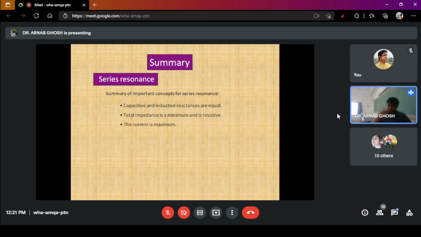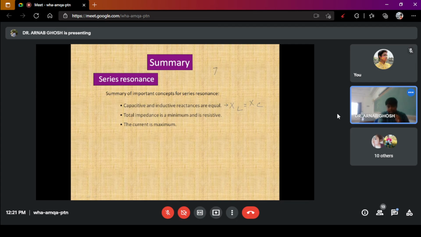Third, the current is maximum. Yes, what are the important characteristics for series resonance? The first thing is that the capacitive and the inductive reactances are equal, right? So XL is equal to XC.